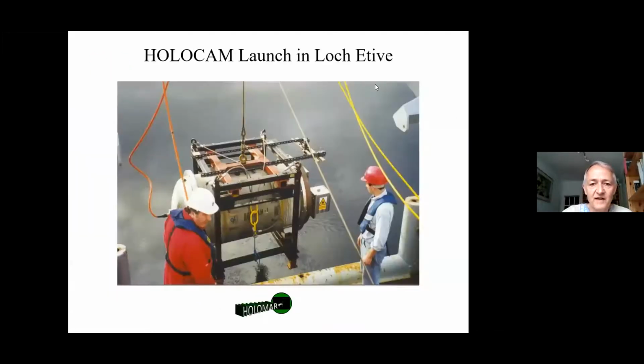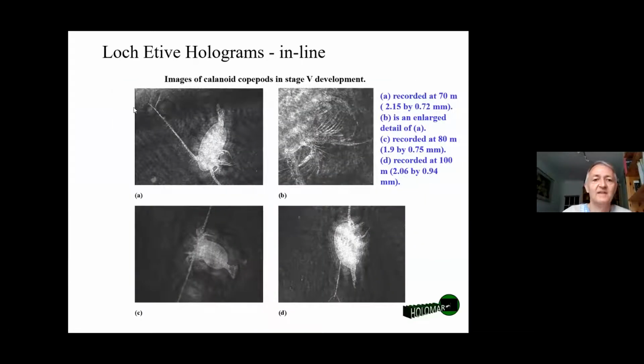Well, what did we find? Well, here we launched it. Loch Striven, it was a large sea loch in Scotland. It's being launched. Pleased to say it didn't sink. And here are some live Calanoid copepods. So that's a fairly common type of animal-like plankton. That's almost a millimeter long here, and these long antennae are about 2 millimeters long.